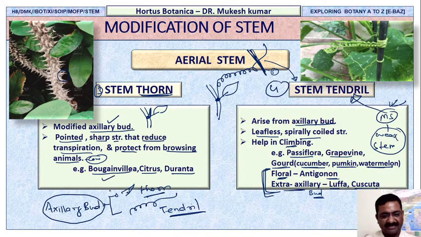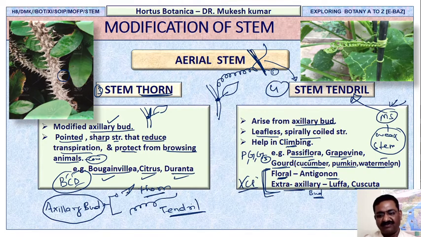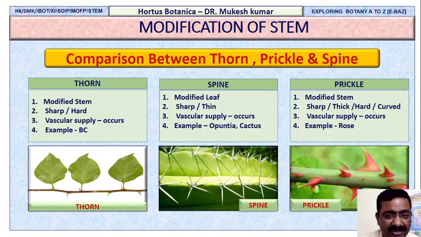Thorn in the case of bougainvillea, citrus and duranta, very common, alphabet B, C, D, right? Now, very common to remember are passiflora and grapevine first, and second is the gourd. In gourd we have three examples: cucumber, pumpkin and watermelon. And these are the exceptional conditions: floral bud, Antigonon; extra-axillary bud, loofah and cuscuta. Fine.